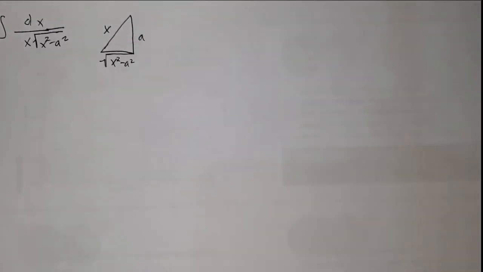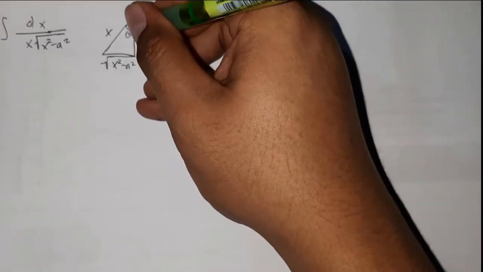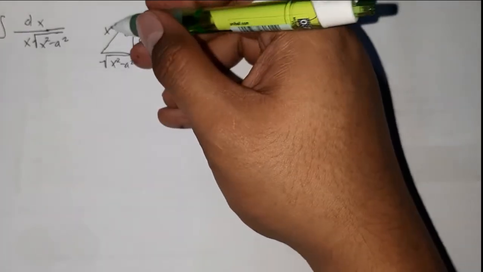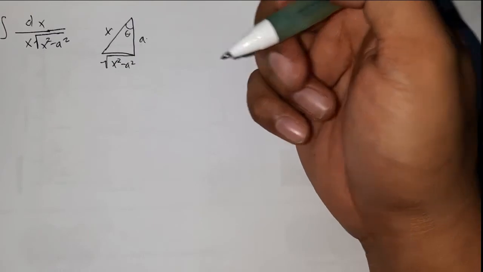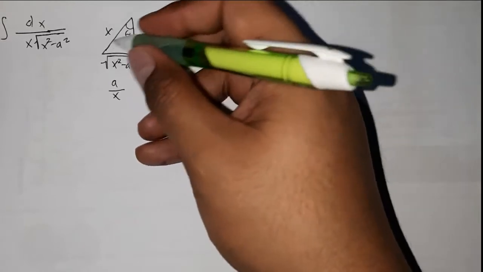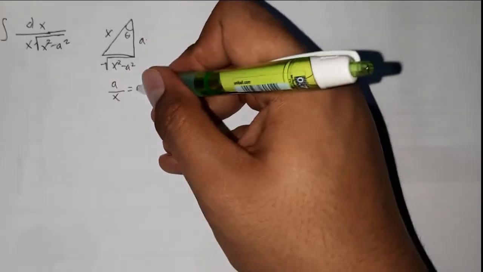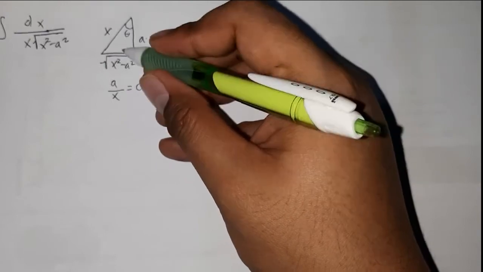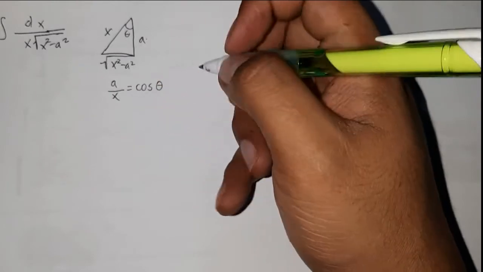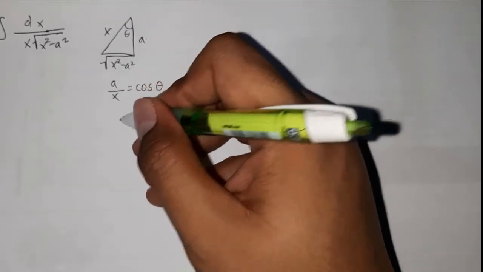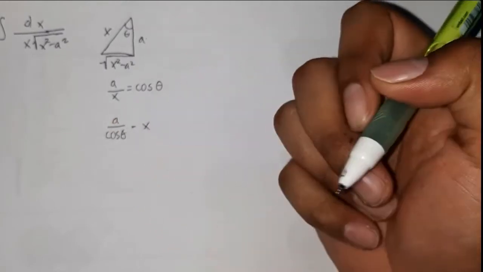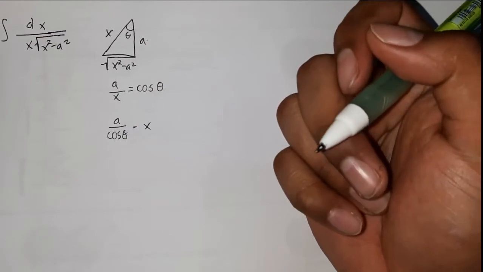So let's set our angle here. When the angle is here, the simplest fraction is this over this, so a over x equals cosine theta. If we simplify or isolate x, we get a over cosine theta equals x. Then let's take the derivative of this.